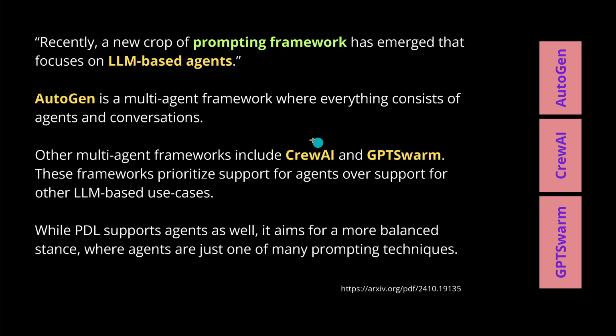Then they say they also looked at Crew AI and GPT Swarm. But in general, their judgment is that PDL supports agents as well, but it aims more of a balanced stance where agents are just one of many prompting techniques. So it is up to you. Do you want to focus massively only on AutoGen, Crew AI, GPT Swarm? Or do you want to have more of an LLM prompting technique, then maybe here PDL might be an option for you.